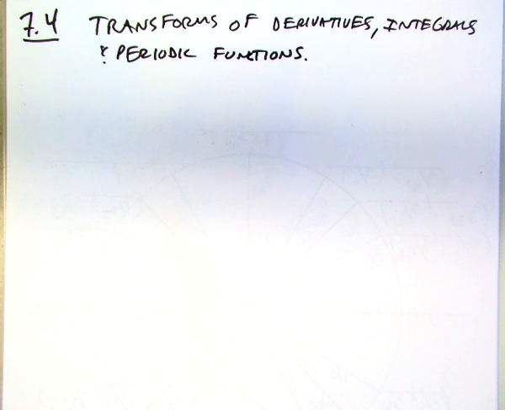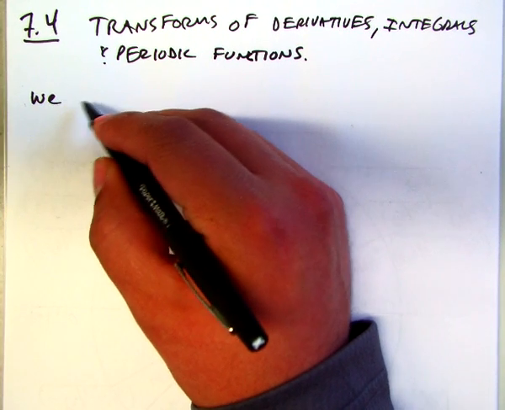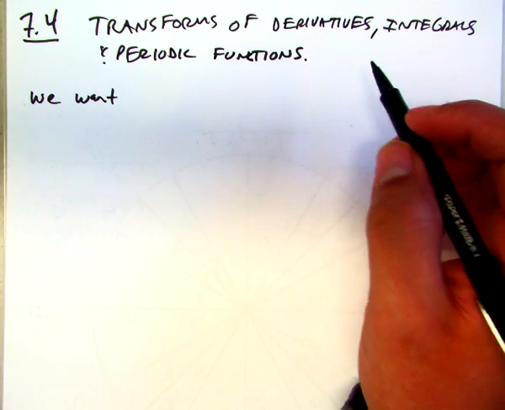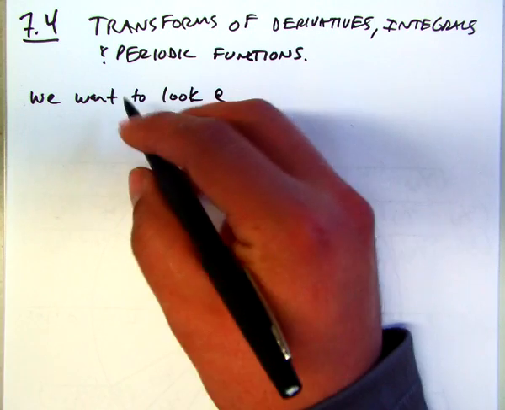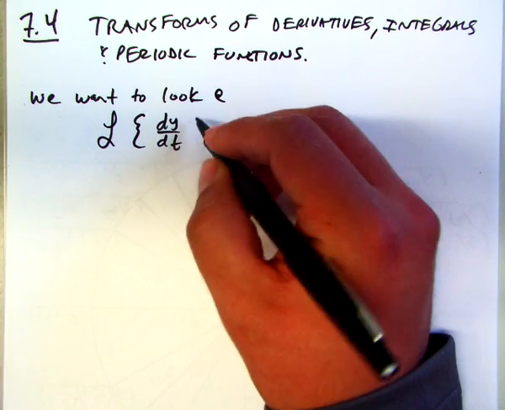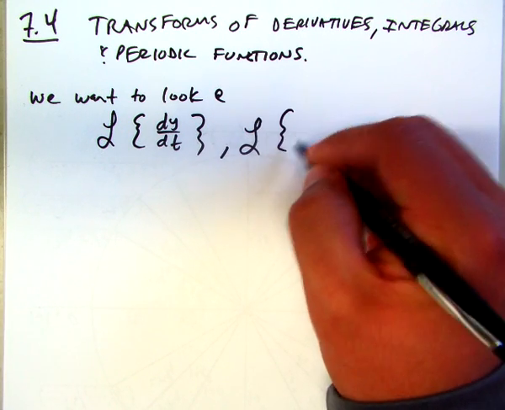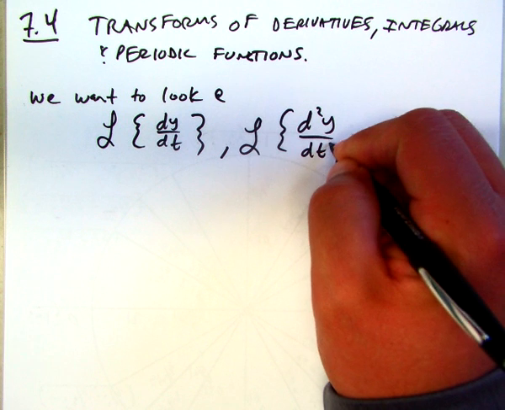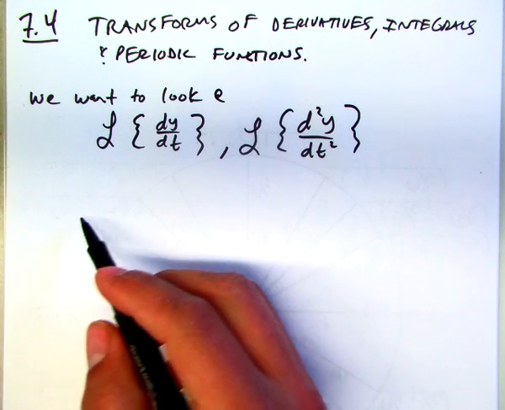Okay, so the thing that we're most concerned with right now is the transforms of derivatives. So we want to look at stuff like the Laplace transform of dy dt, the transform of the second derivative, and maybe from that we can gather if there's any pattern or some general rule that we can apply no matter what the order of the derivative is. Okay, so to do that, we'll apply the definition.